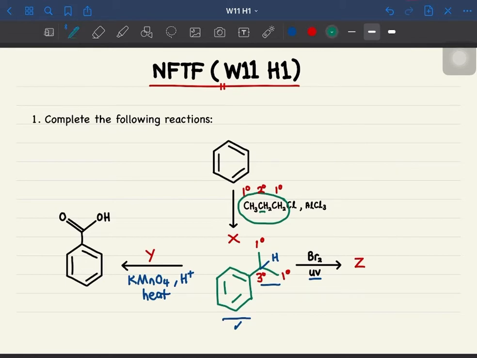So our final compound Z is going to be like this. We have Br being substituted. Don't forget the double bonds in the benzene.